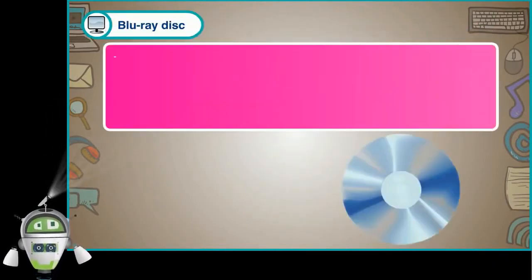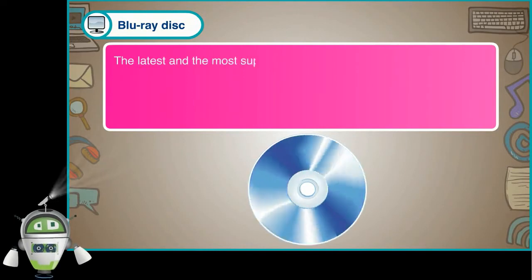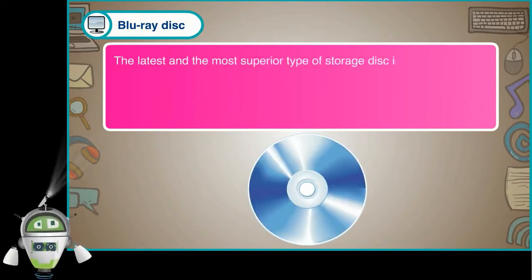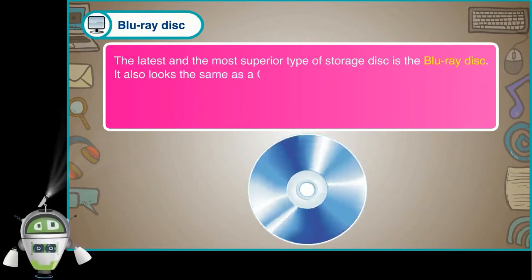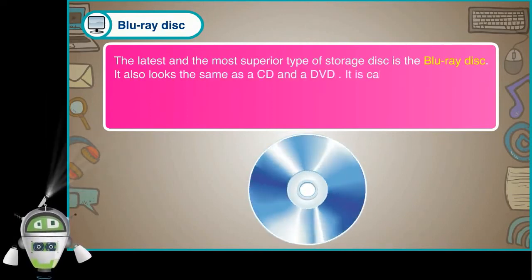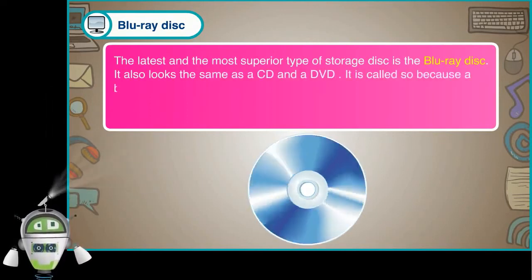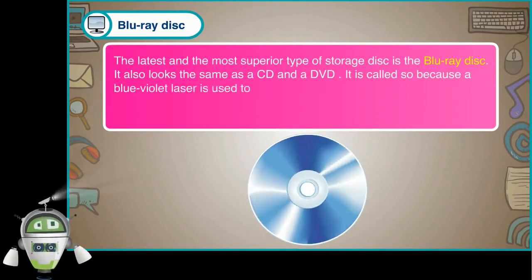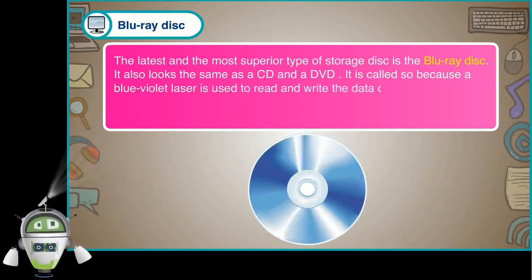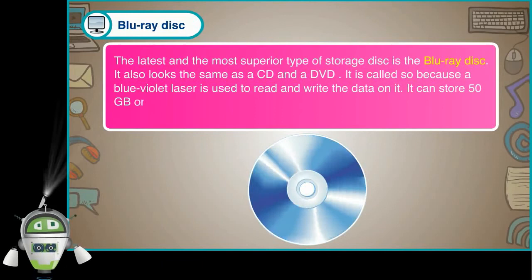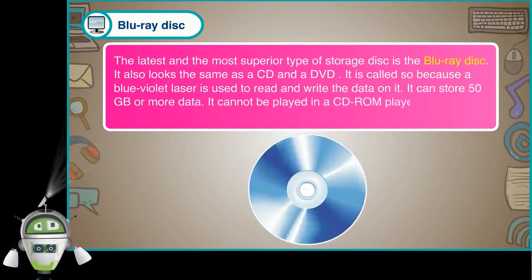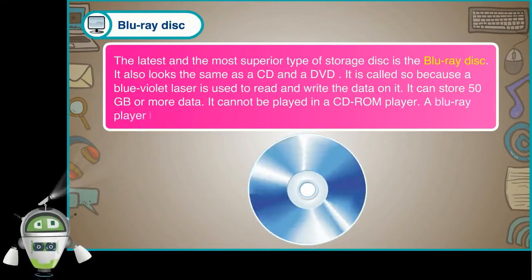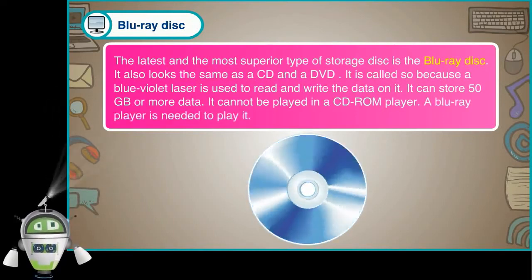Blu-ray disc. The latest and the most superior type of storage disc is the Blu-ray disc. It also looks the same as a CD and a DVD. It is called so because a blue-violet laser is used to read and write the data on it. It can store 50 GB or more data. It cannot be played in a CD-ROM player. A Blu-ray player is needed to play it.